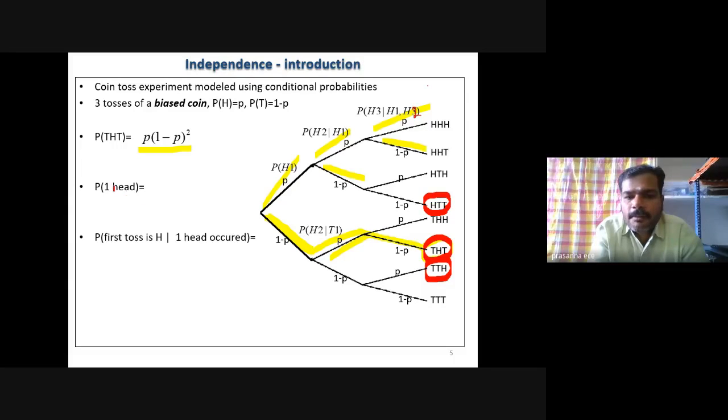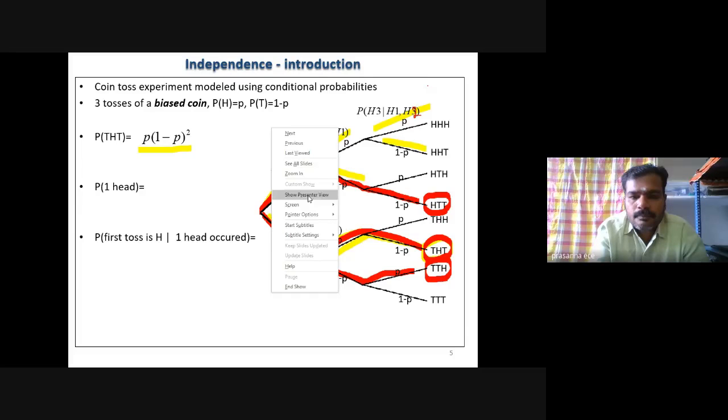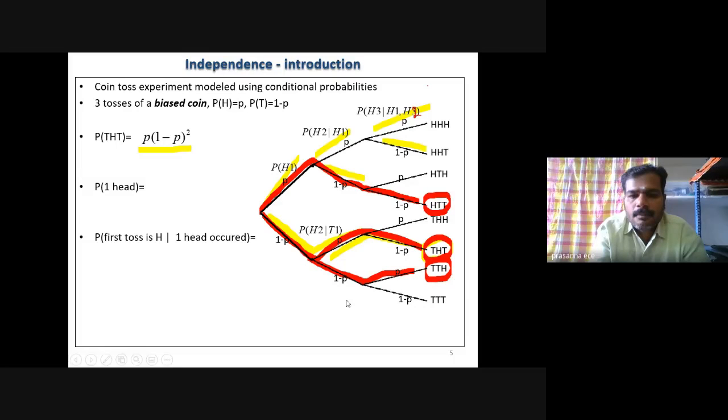Right. So what do we have to do to find the probability of exactly one head? We have to add the probabilities along this path, and along this path, and along this path. If you observe carefully, each probability is P into (1 minus P) whole square. So how many? 3 into (1 minus P) whole square. So it is 3 times P into (1 minus P) whole square.